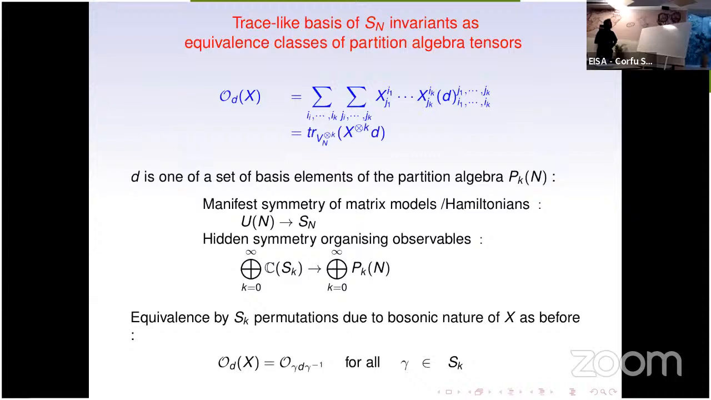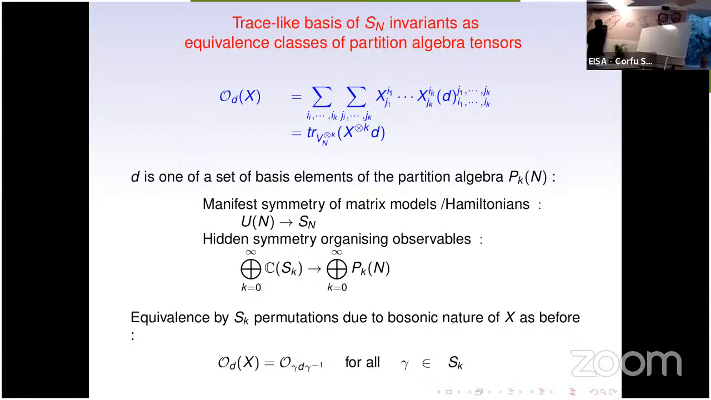So this kind of trace-like basis for SN invariants of X can be generalized, from UN invariants, to SN. Again, we have a bunch of X's with upper and lower indices, which is an operator in tensor space, and you have to contract it with something else. And that something else is simply a general element of the partition algebra. So I'll tell you more about partition algebras.